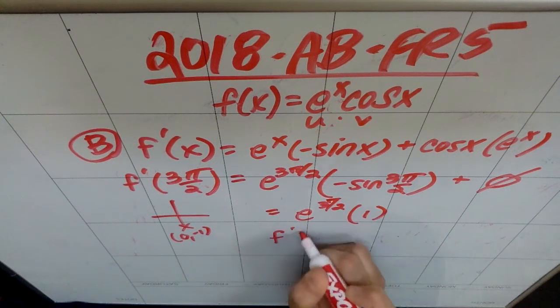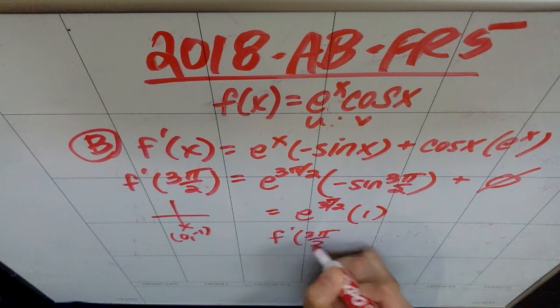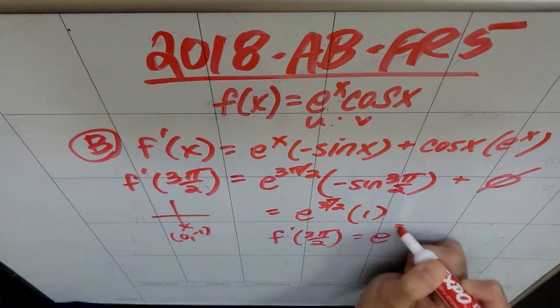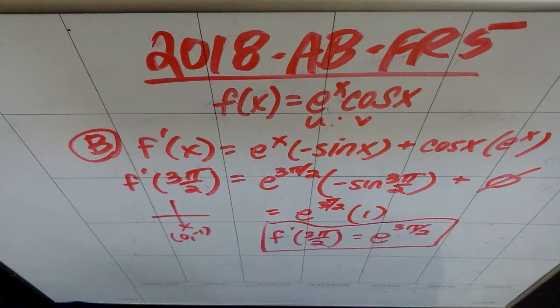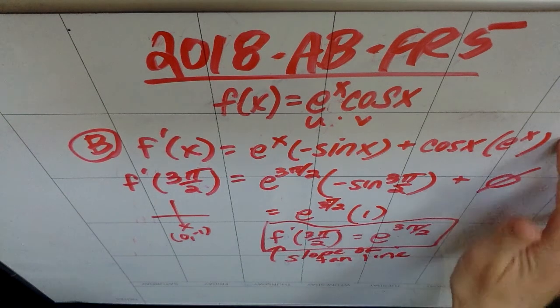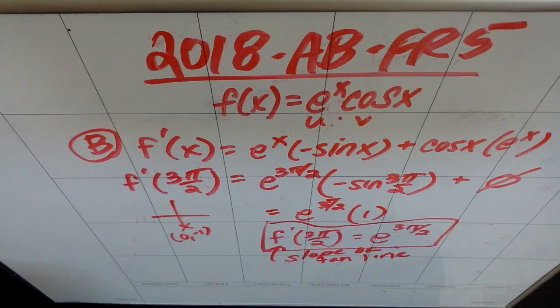So my answer is that f prime of 3 pi over 2 is e to the 3 pi over 2. Right? That's my answer for my tangent slope. And you should double check that they only wanted the slope of the tangent line, and that's the only one they wanted. So this is the slope of the tangent line when x is 3 pi over 2. Cool. And here you got 1 point for finding the derivative and 1 point for plugging in to get the value.